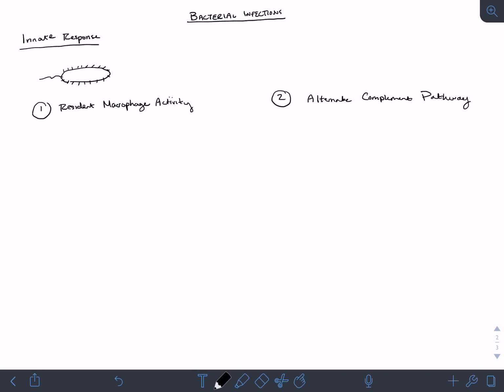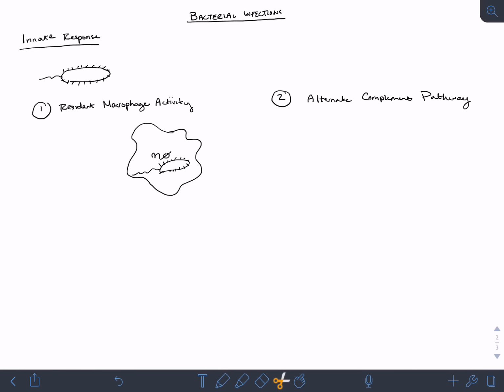So resident macrophage activity. Like I said, let's say the bacteria come in through the skin. In your skin, you're going to have resident macrophages, and those happen to be called Langerhans cells. You don't really need to know that right now, but essentially you have these macrophages, and they are always here. They're just present, like the patrols of this region. They recognize these bacteria, and they're going to phagocytose them. They're going to eat them up because that's their job.